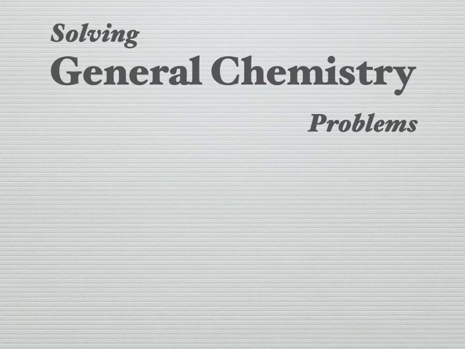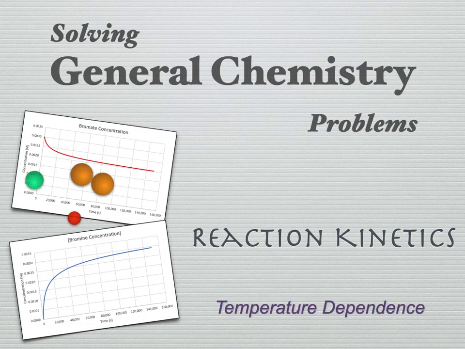Solving general chemistry problems. Reaction kinetics. Food dyes are commonly large organic molecules that are generally soluble in water. Their molecular structure absorbs light in particular parts of the visible spectrum so that they can impart different colors to whatever they are mixed with.